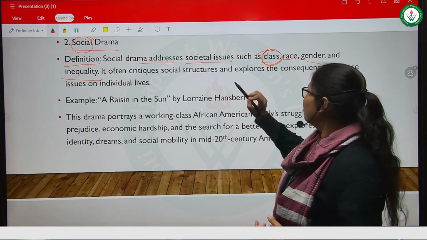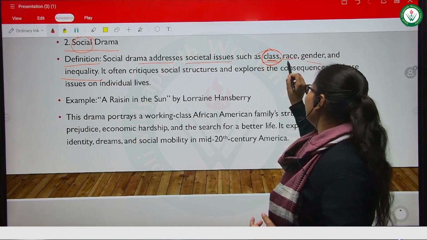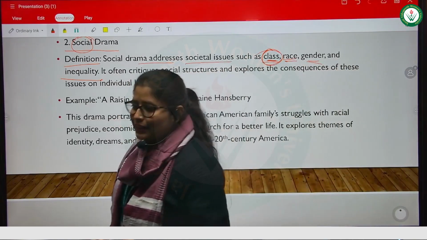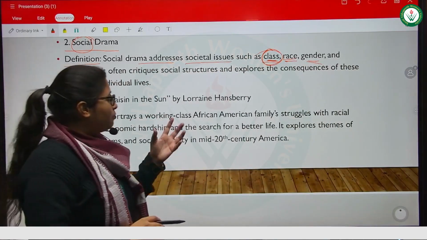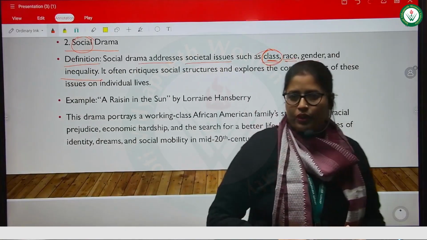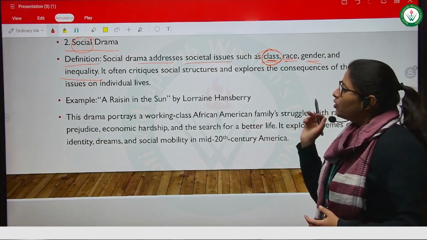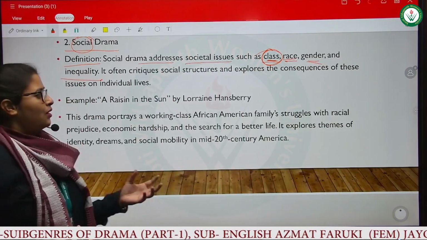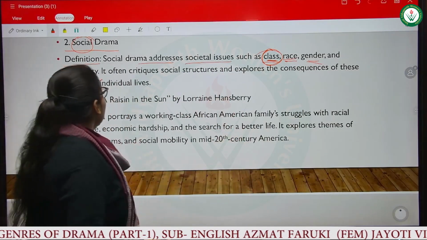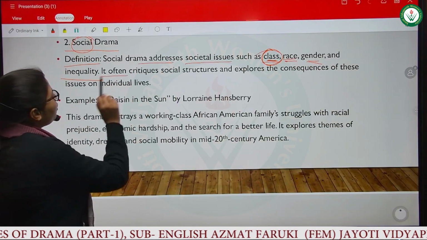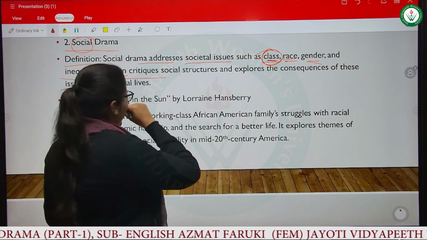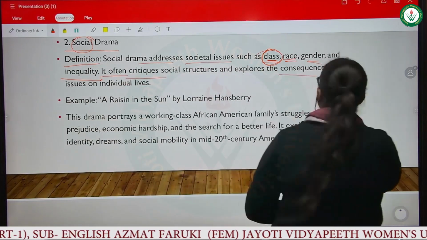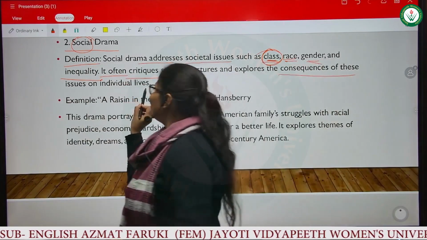In social drama, class, race, and gender inequality are the most important components, because the whole social drama revolves around these themes and issues. It often critiques social structures and explores the consequences of these issues on individual lives.